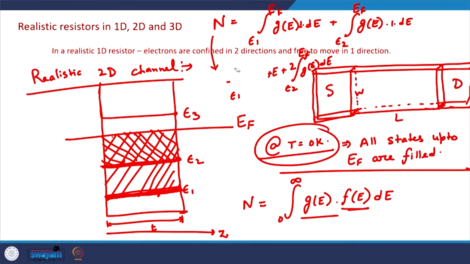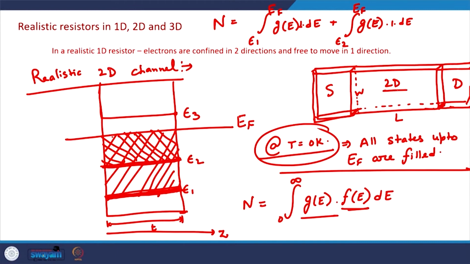So we need to keep this in mind while doing calculations for realistic 1D and 2D conductors, that the subbands are formed because of the confinement in the smaller atomic dimension, and those subbands may result in degeneracy in the system, and we need to take that into account in all our calculations. So this was the case of a practical, real 2D conductor. A similar analysis will hold for a 1D conductor as well.